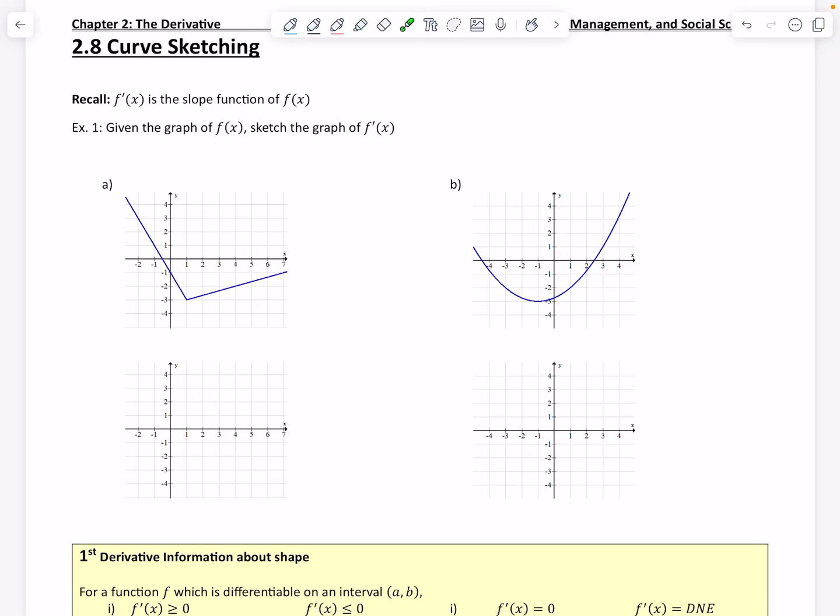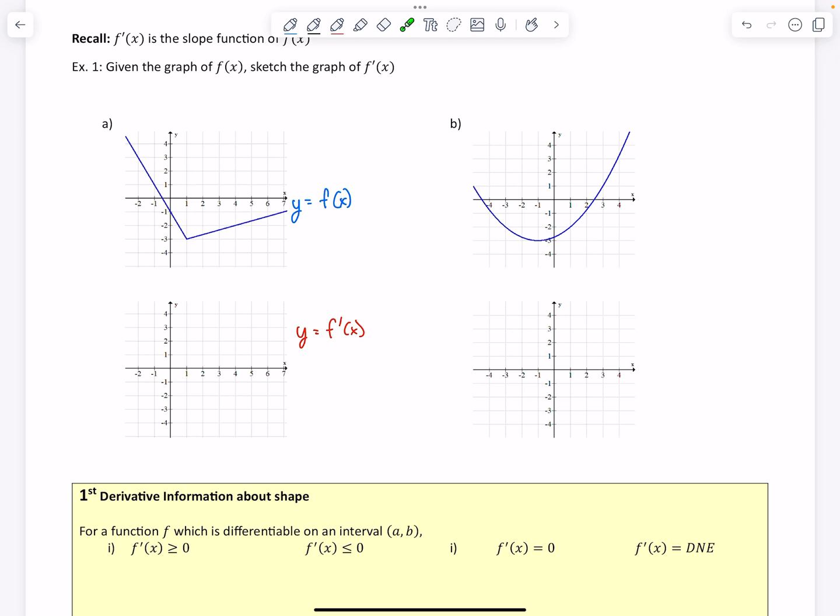Hello everyone, in this video we will go over how to graph f prime of x given the graph of f of x. Now keep in mind that f prime of x is the slope function of f of x. In part A we're given this graph where every point on this graph has a y value that represents f of x. Every point that we will be graphing has the y value that represents f prime of x.